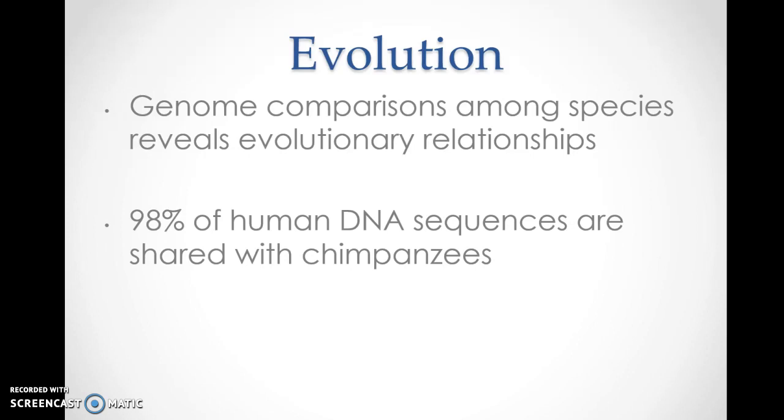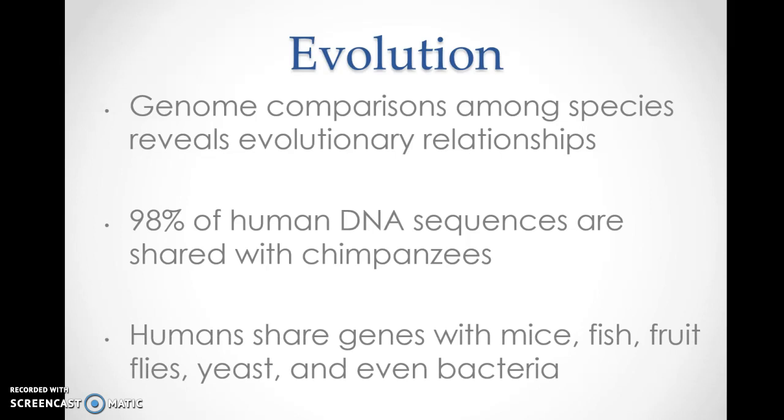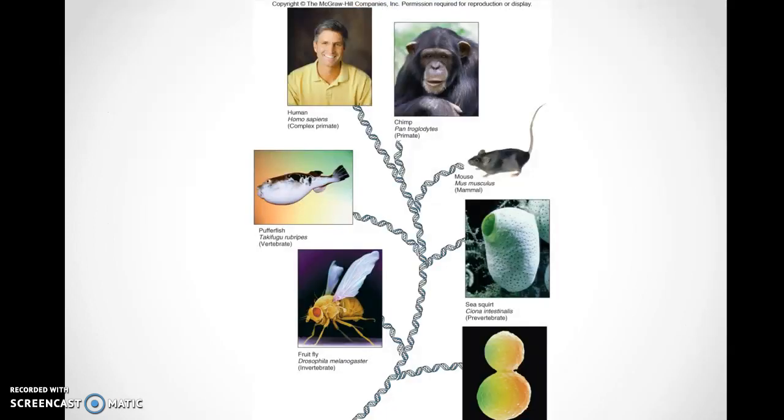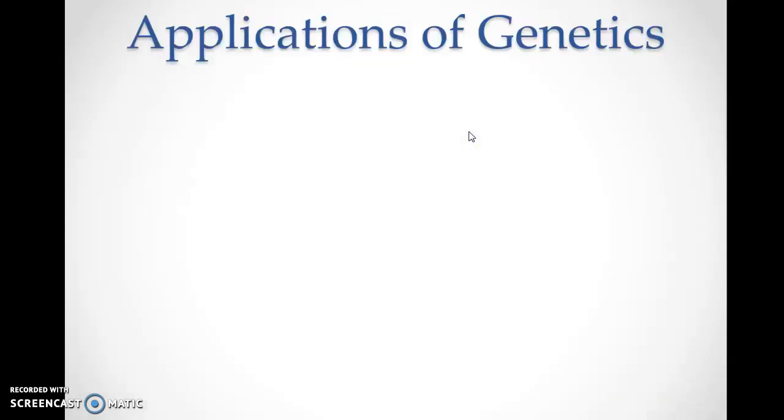So we share an amazing amount of our DNA sequence with other living things, including chimpanzees, but we also share genes with all kinds of living things: mice, fish, fruit flies, yeast, and even bacteria. We have some genes in common. So there's a commonality in our DNA that is present throughout all living things that we'll talk about a little bit later on as well. So again, this is kind of a nice little summary of the things that life shares.